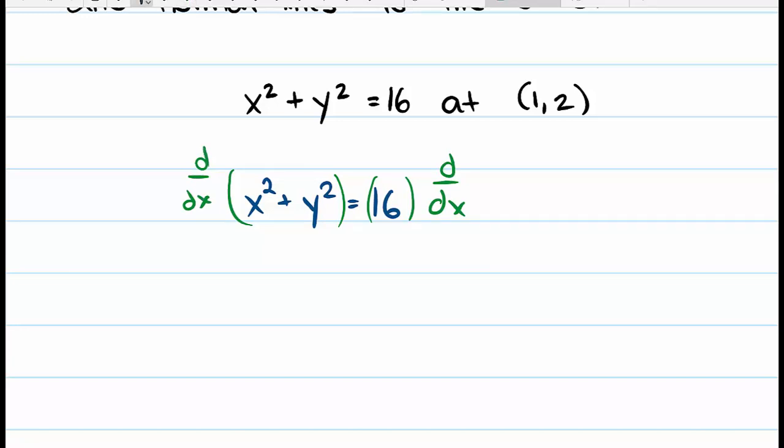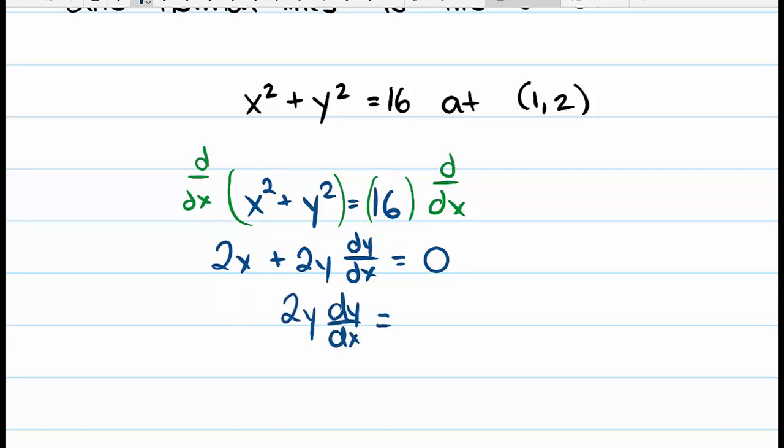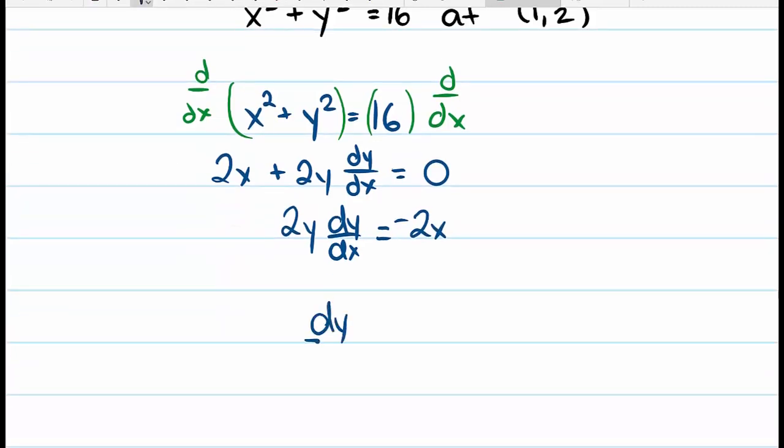So we take the derivative, and you get 2x plus 2y dy/dx equals 0. Basically, every single time that you take the derivative of y with respect to x, you're always going to get that dy/dx. Now we have to solve for dy/dx. So we get 2y dy/dx is equal to negative 2x. And so you get dy/dx is equal to negative x over y, and you get this by dividing both sides by 2y.